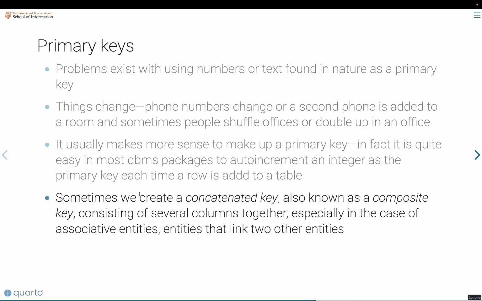Sometimes, though, we create a concatenated key, also known as a composite key, consisting of several columns together, like in the flights database. And this is especially true in the case of associative entities like the quantity entity in the parts database. Entities that link to other entities are also known as intersection entities or intersecting entities or junction entities.